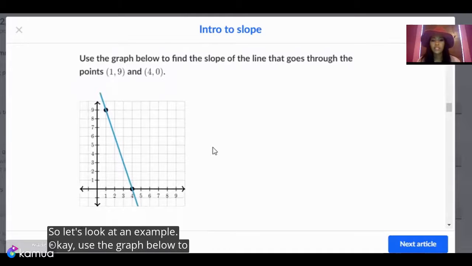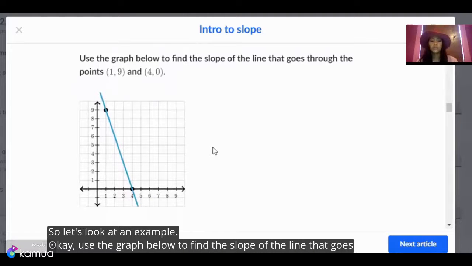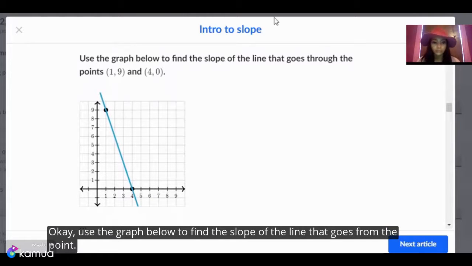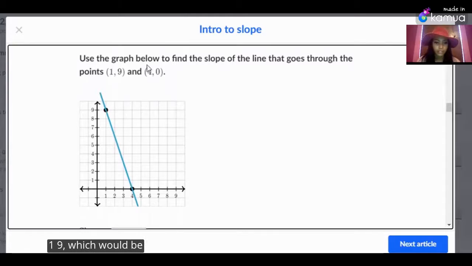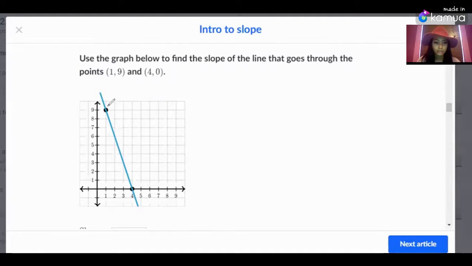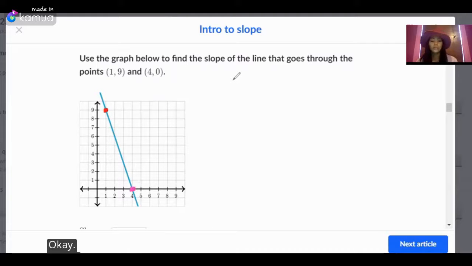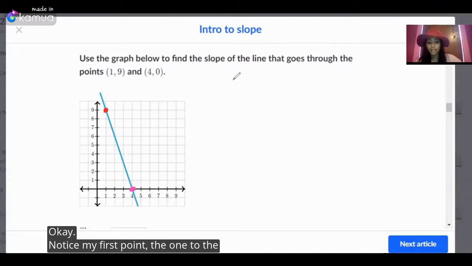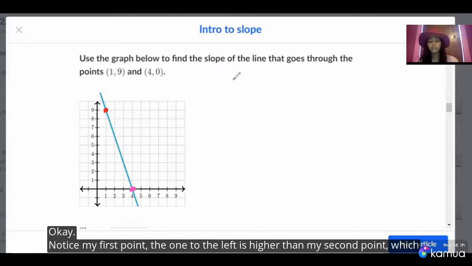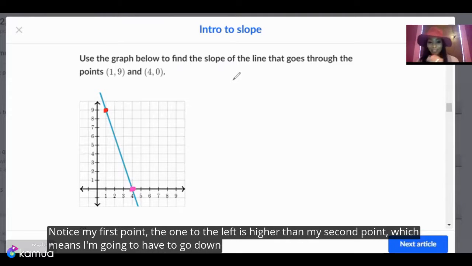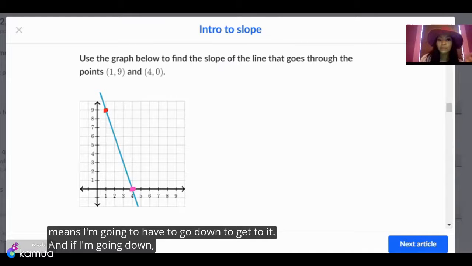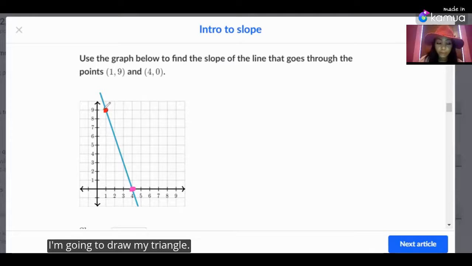Use the graph below to find the slope of the line that goes from the point 1, 9, which will be red, and 4, 0, which is going to be purple. Notice my first point, the one to the left, is higher than my second point, which means I'm going to have to go down to get to it. And if I'm going down, then it's going to be negative. So I'm going to draw my triangle.